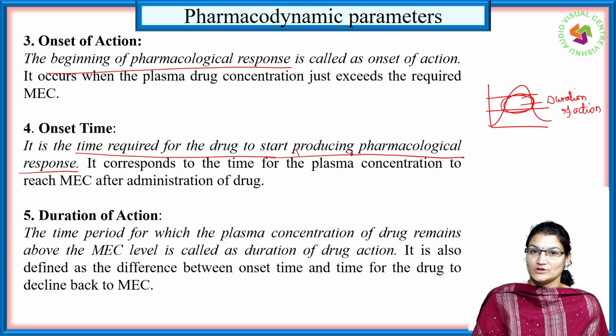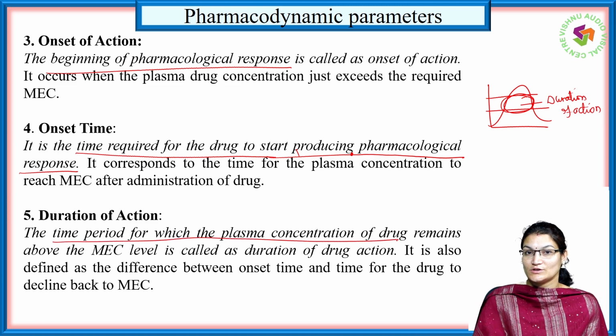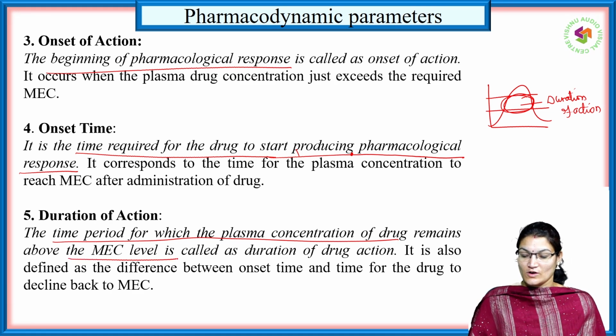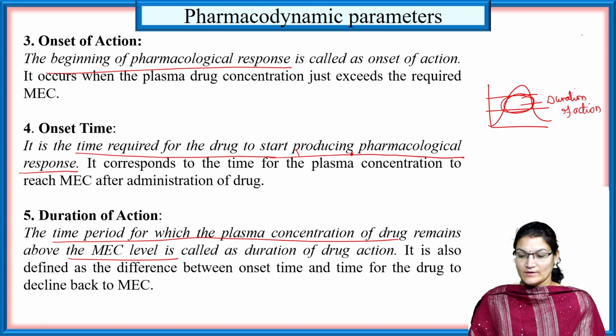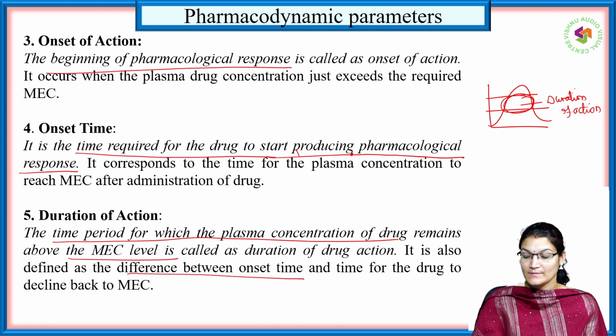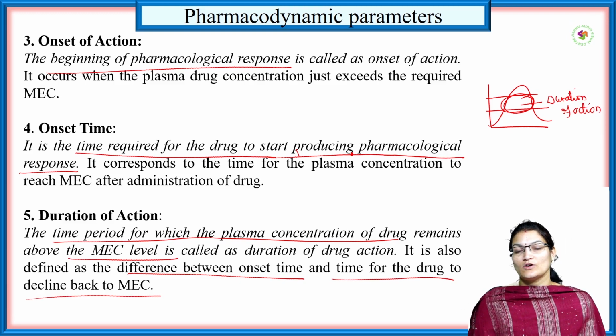Okay, so duration of action is nothing but the time period for which plasma concentration of drug remains above the MEC level, minimum effective concentration. It is also defined in terms of the difference between onset time and the time for the drug to decline back to the minimum effective concentration.